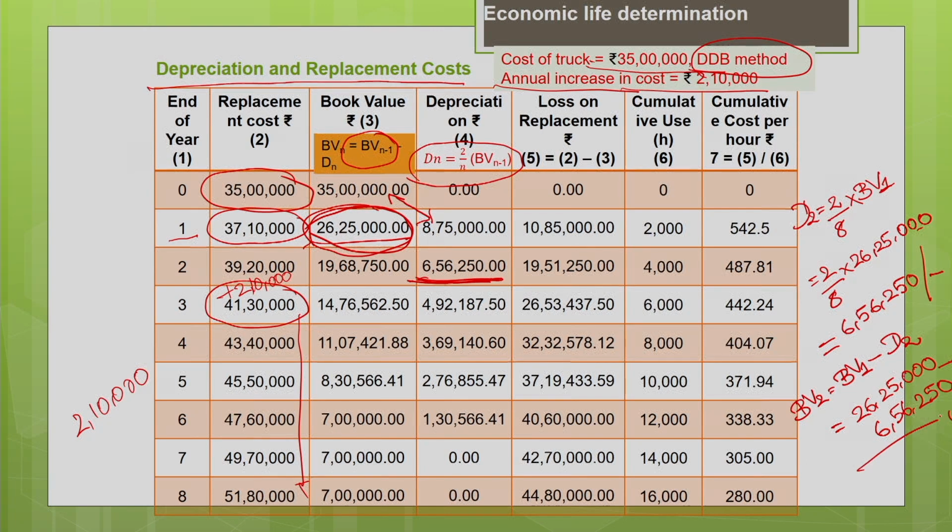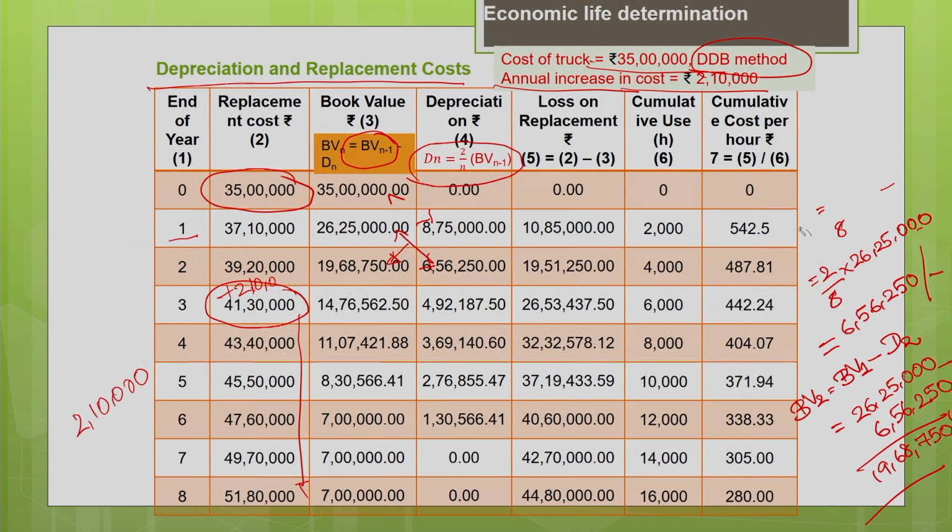6,56,250. So, if you subtract both, you will get the book value for the second year as 19,68,750. So, this is the book value at the end of the second year. Hope you understand. So, how are you calculating that? Basically, if you subtract the depreciation for the second year from the book value at the end of the first year, you will get the book value at the end of the second year.